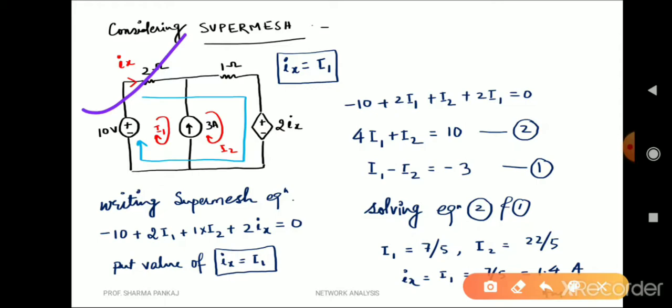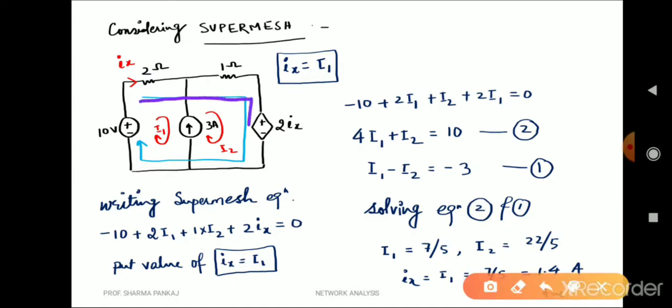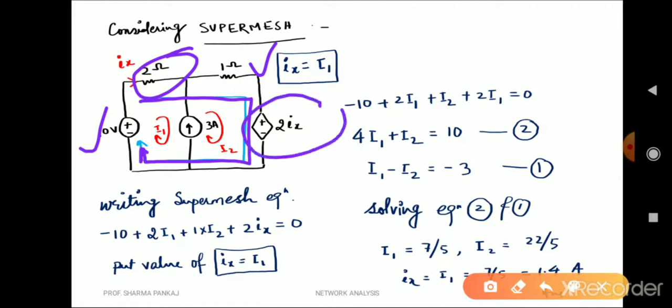This is your KVL equation of this super mesh. This is your super mesh involving current I1 and I2, but we are not involving the 3 ampere current source in this super mesh equation. So just write the super mesh equation, that is minus 10 plus 2 I1 plus 1 into I2 plus 2ix.